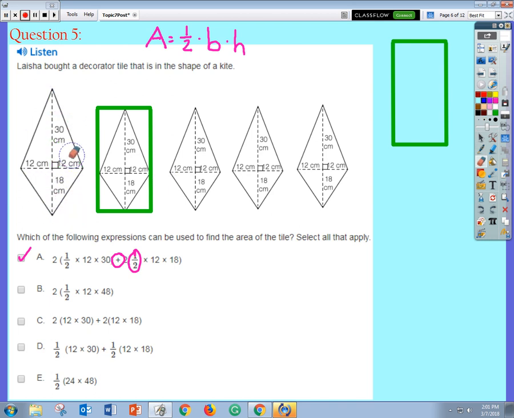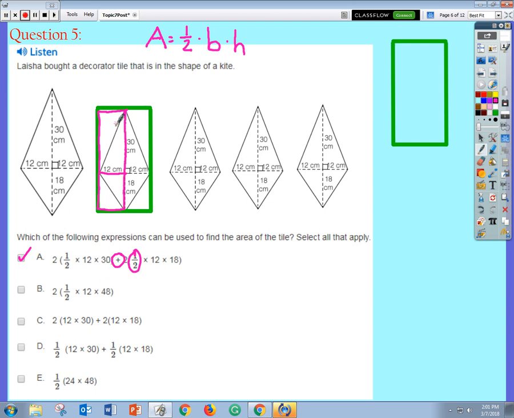It says 2 times 1/2 times 12 times 48. Well, let's see here. 12 would be here times 48. That would be here, wouldn't it? Looks like they're treating this just like a big rectangle, isn't it? They're going, hey, the width of the rectangle is 12. The length is 48. They're doing 12 times 48.